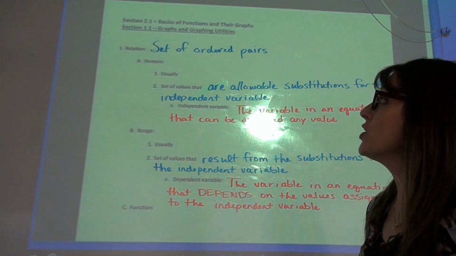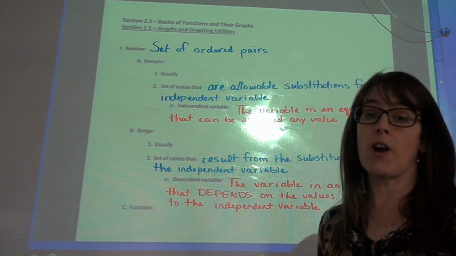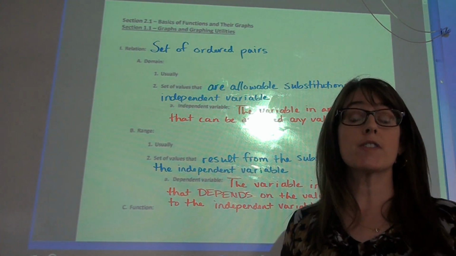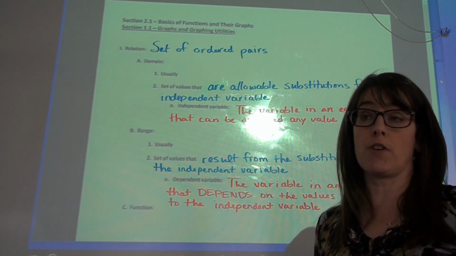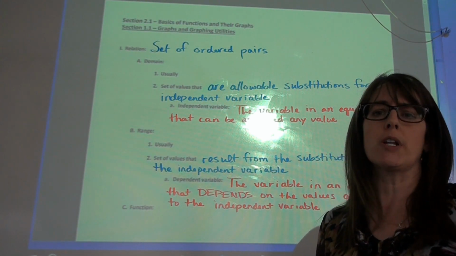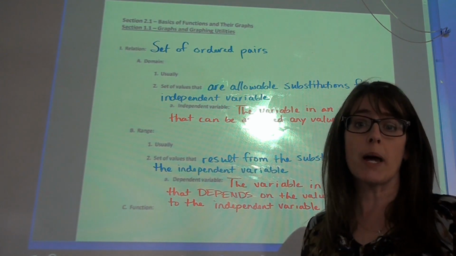Okay, we're going to talk about section 2.1, which is the basics of functions and their graphs, and section 1.1, which is graphs and graphing utilities. I like to teach the two sections together because they go together very well. The material is similar enough to put them together, and there's a lot of overlap between the two.